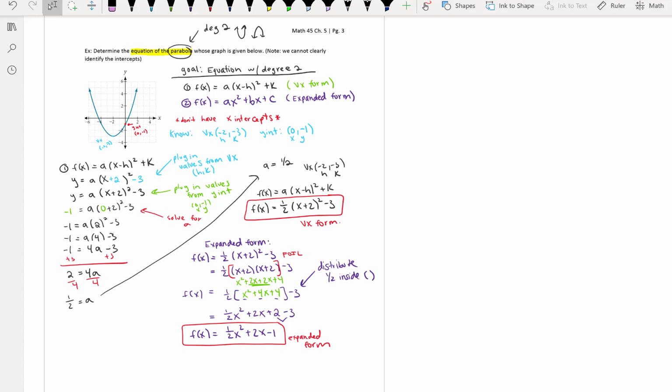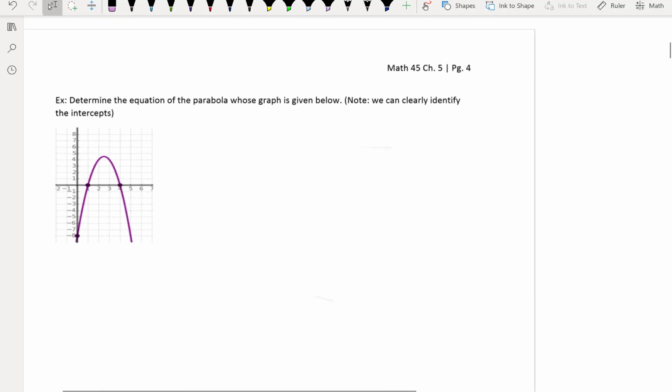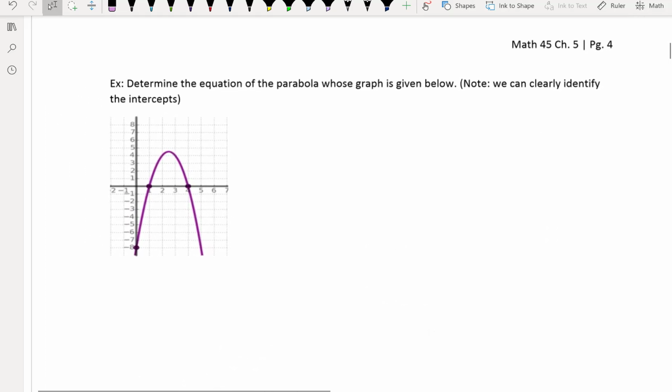So now, let's go on to our next page. For this one, let's read it first. It says, determine the equation of a parabola whose graph is given below. That word parabola tells you you're looking at an equation that has degree 2. And here we actually have the x-intercepts.